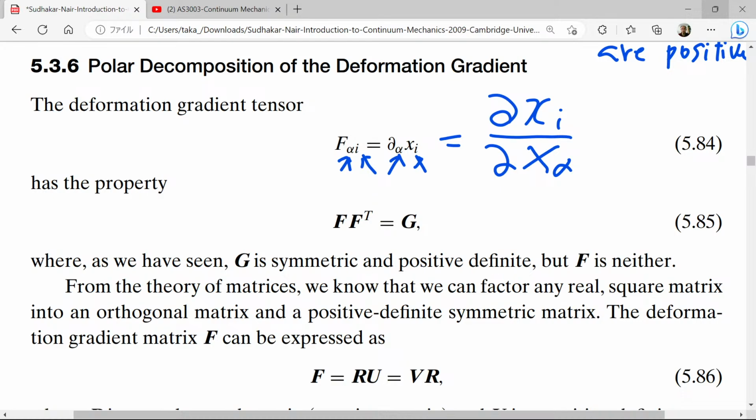From the theory of matrices, we know that we can factor any real square matrix into an orthogonal matrix and a positive definite symmetric matrix.